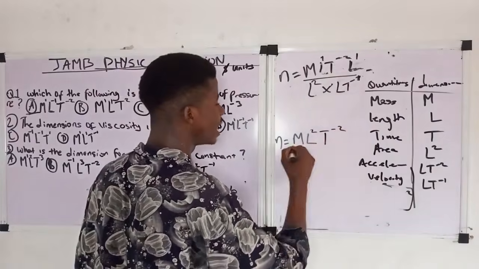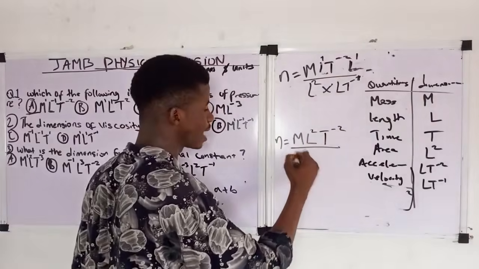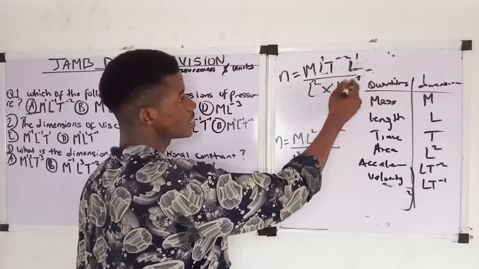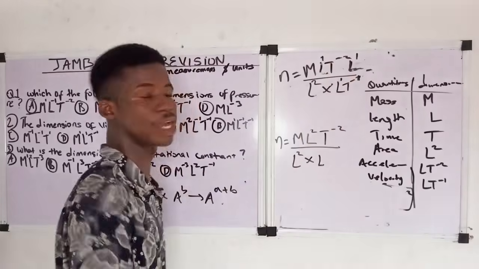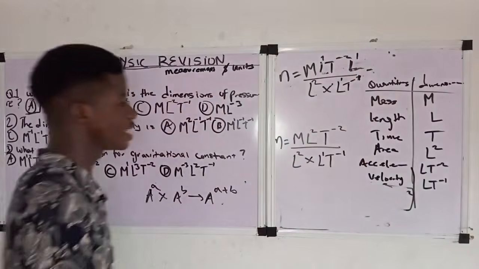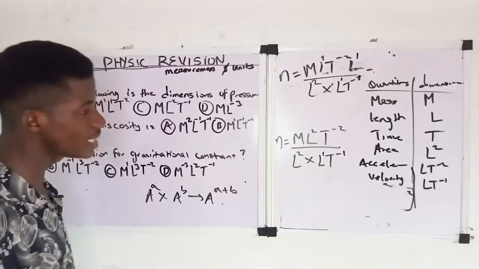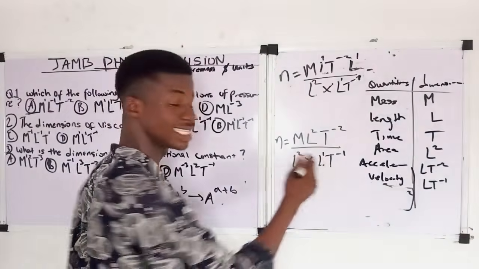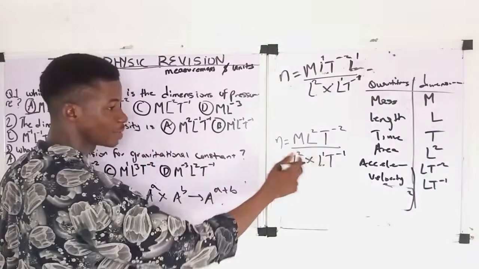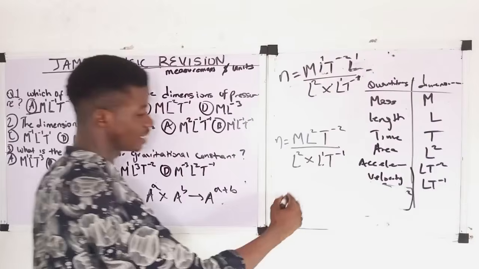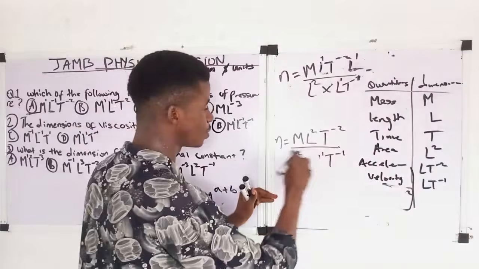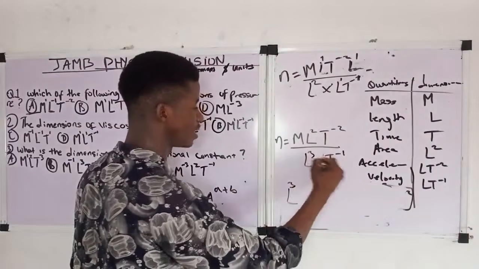Then don't forget about the T raised to 1 minus 2, right? Then divide by L2, times L. If you look at this place, L is still standing alone, so it is L to the power 1, and T is to the power minus 1, right? What are we going to do next? These two bases are the same and they are multiplying each other, so we take one of the bases and add their powers. 2 plus 1 gives us 3. So everything here will be L raised to the power 3, right?